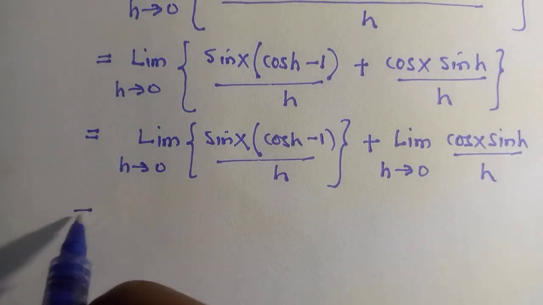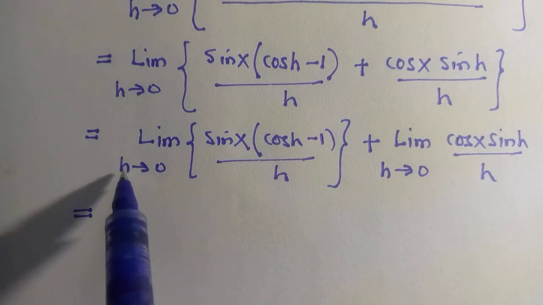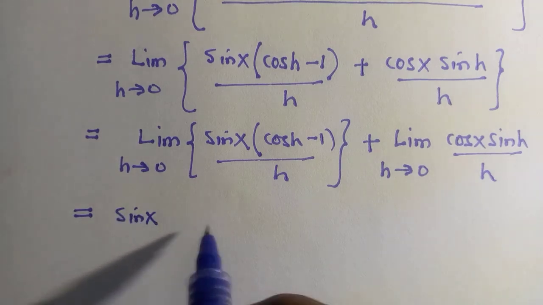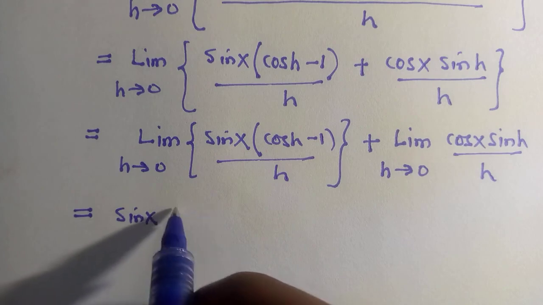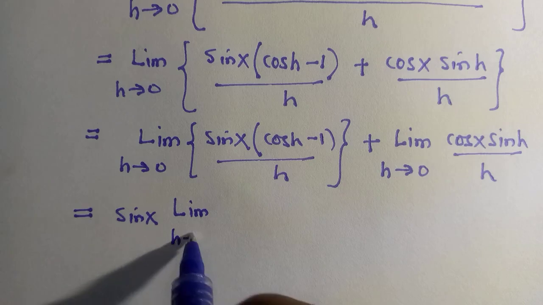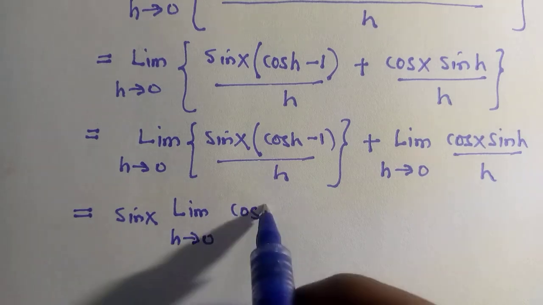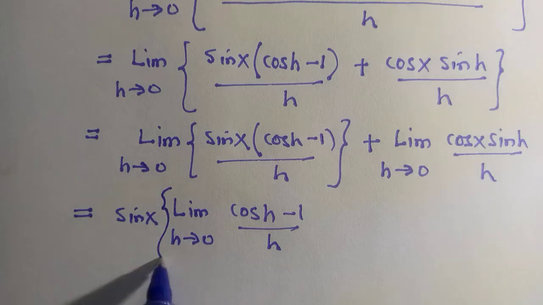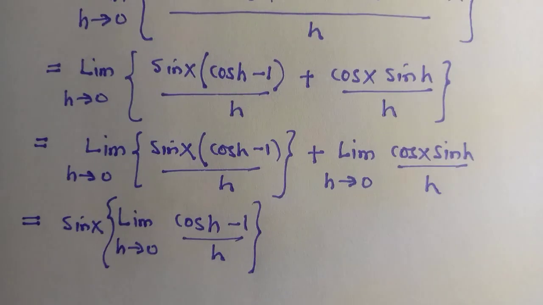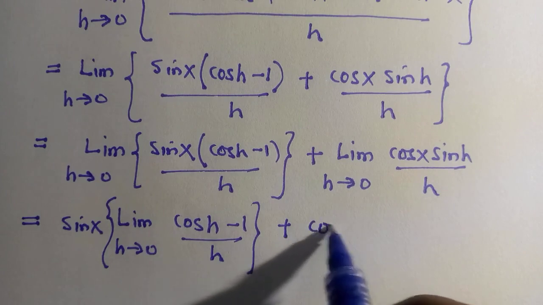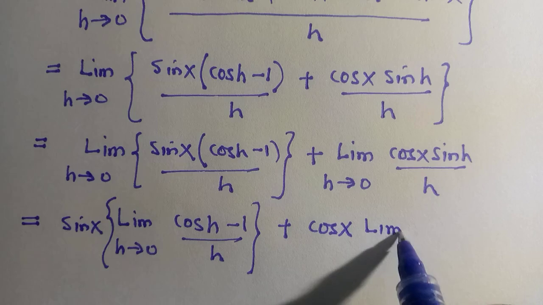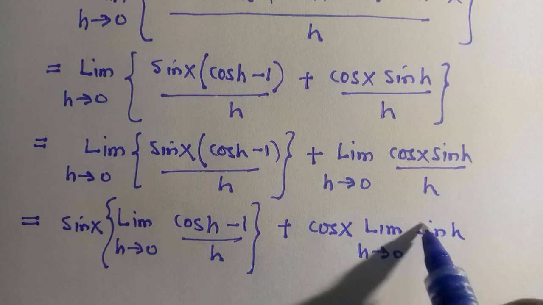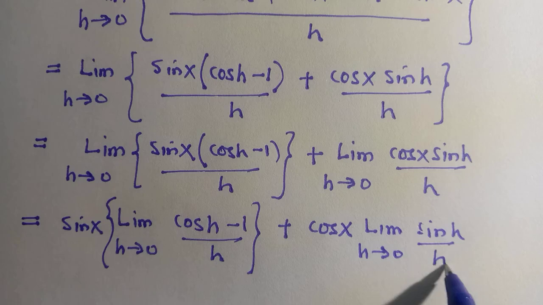And looking at this, we see that h approaches 0, which means that anything like x there becomes a constant, and the limit of any constant is that constant. So we factor out sine x, and we are left with the limit as h approaches 0 of cos h minus 1 divided by h, and we put this in the parentheses, as sine x is already a constant which we factor out. Again, here we have cos x as a constant, then we put the limit as h approaches 0 of sine h divided by h.